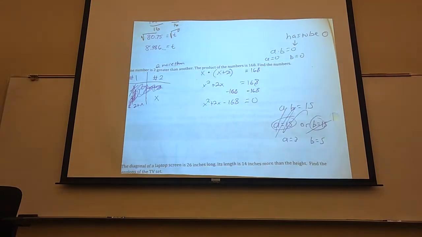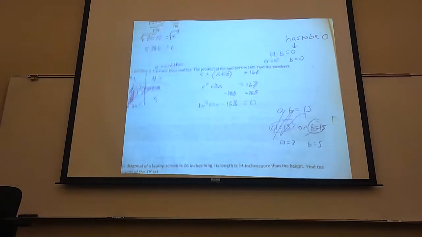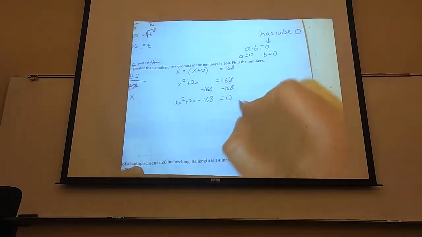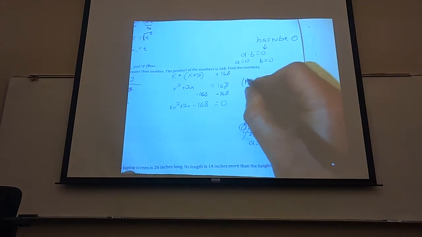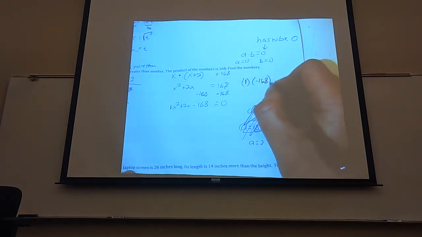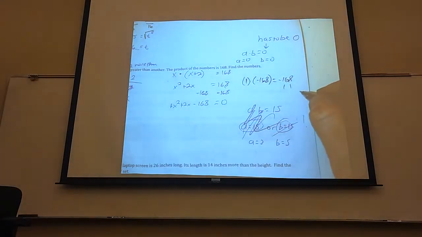But we have one reprieve. That's a 1. Thank God. Remember what happened? That's a 1. It just becomes way easier. I look at my factors. 1 times negative 168 is obviously negative 168. What factors add up to 2? Oh my gosh.